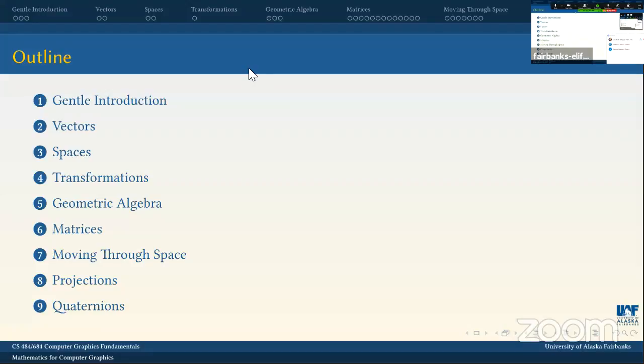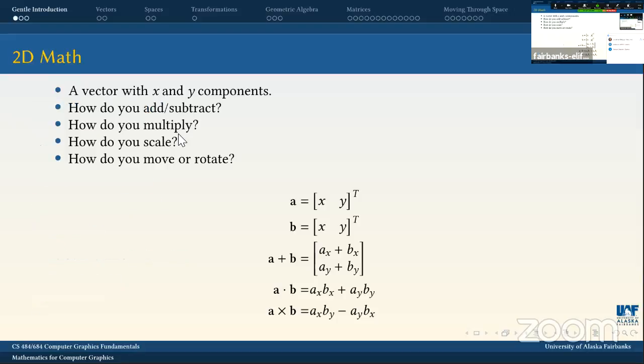Okay, so let's start doing some math. So I figured, this is like a set of slides I'm still working on, trying to make it better and better over time. But I figure I'd start with what I'm calling a gentle introduction. Okay, some of the most important pieces of information. So I figure we could start with some two-dimensional math. Okay, something you could work out on a piece of paper.